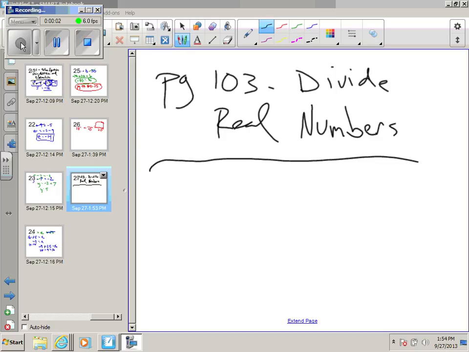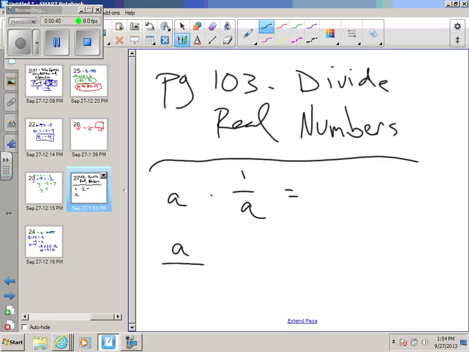Divide real numbers. The inverse property of multiplication says the product of a non-zero number and its multiplicative inverse is 1. So basically what that is saying, a times 1 over a is going to equal 1.